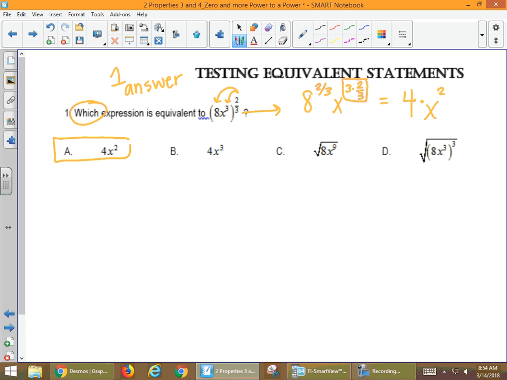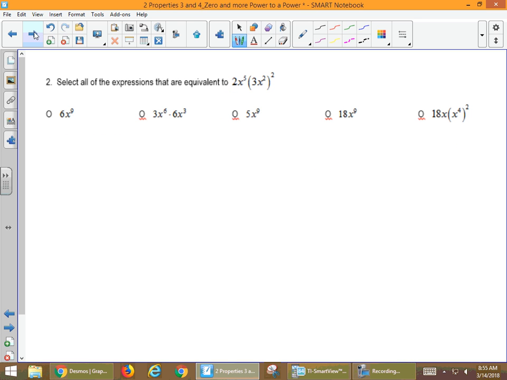Since it's A, and we're only looking for one answer, we don't have to check that this would work or this would work. We know they don't. If this was a select all that apply, we would need to work with these and see if we could get them to be equivalent. And that's what we'll do on the next problem.